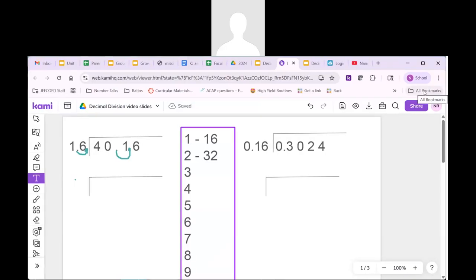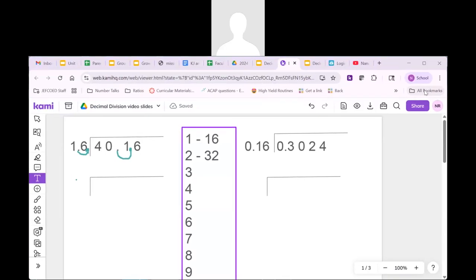Sixth graders, this is Ms. Reynolds, and we are doing some long division practice with decimals. The way I suggest you do this is to copy down the problems, work them while you have the video paused. So you're going to copy the problem, pause the video, work the problem, come back.